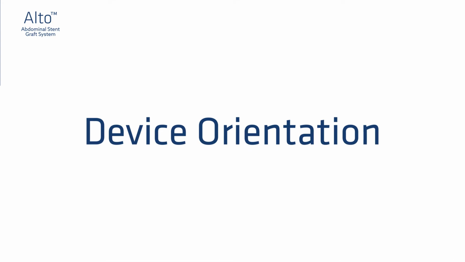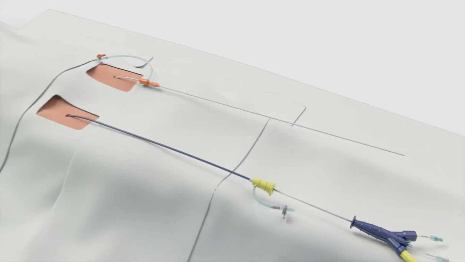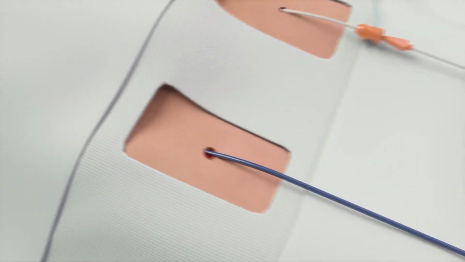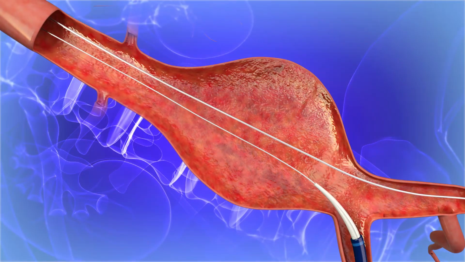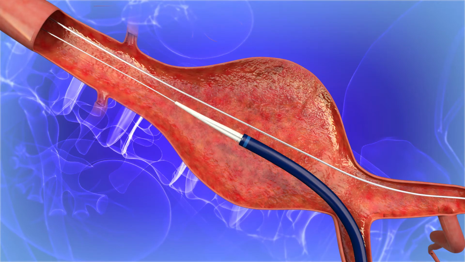The Alto Abdominal Stent Graft System. Insert the Alto aortic body stent graft delivery system into the vasculature over a guide wire.